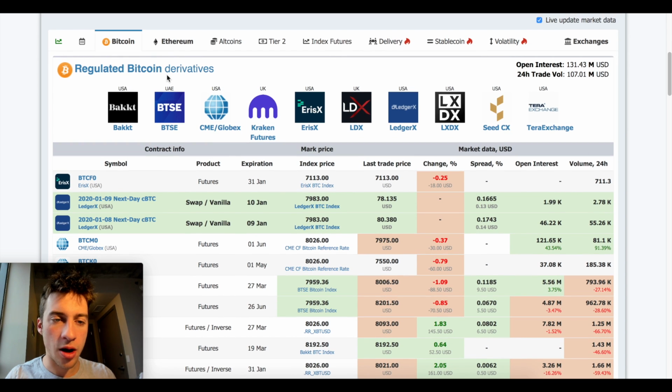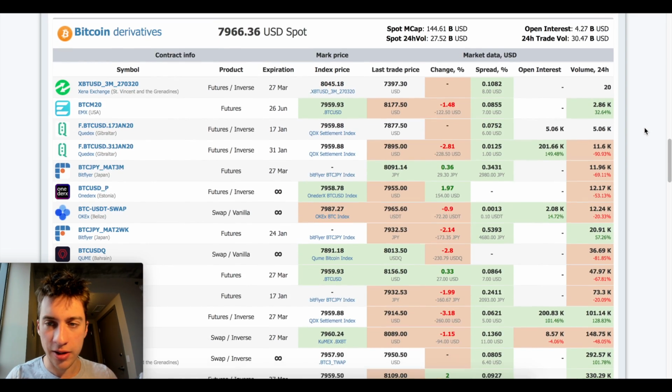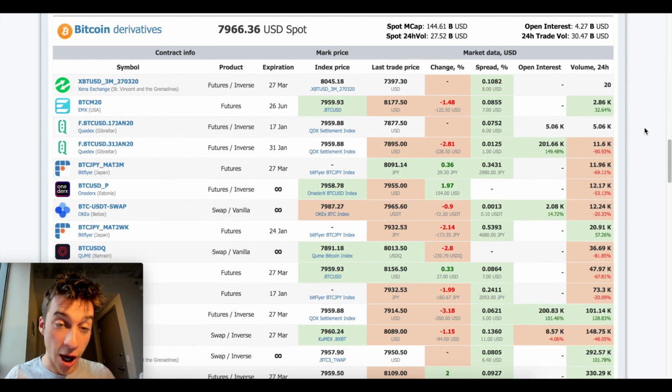What we're looking at here are all regulated Bitcoin derivatives. And the open interest data from those derivatives pulled together is $131 million. All right, that's a big whoop. Not a lot, only $131 million. Unregulated Bitcoin derivatives, yeah, total open interest of $4.27 billion US dollars. Now we're talking. This is far more.